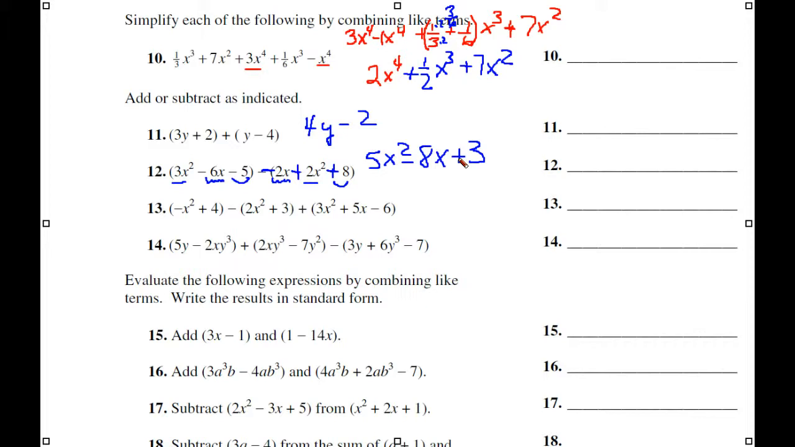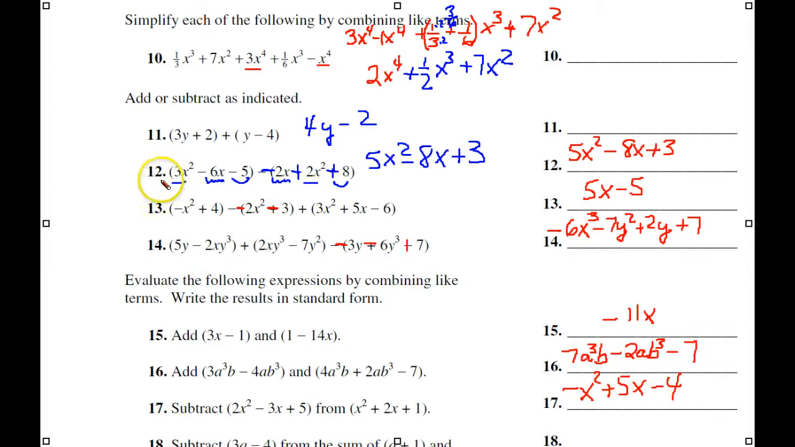Okay, now the next few are more tedious, so I'll pause the tape and do them and show you the techniques. Now over here, what I did for number 12 is that this was negative, so I had to change these signs. Maybe I did that one already. Okay, let me do number 13.